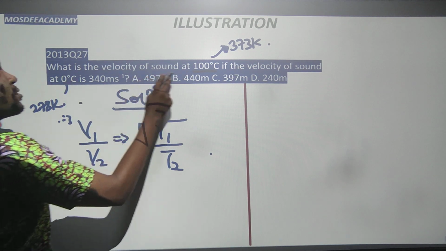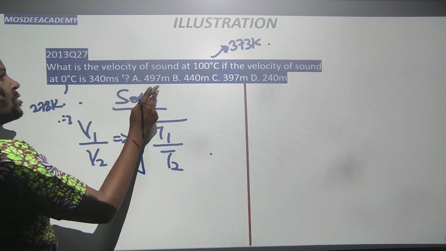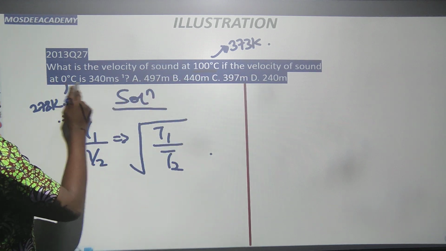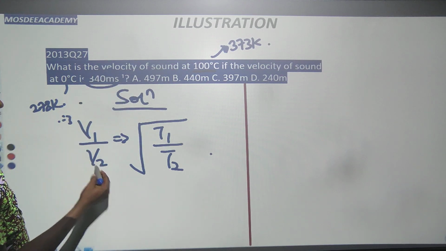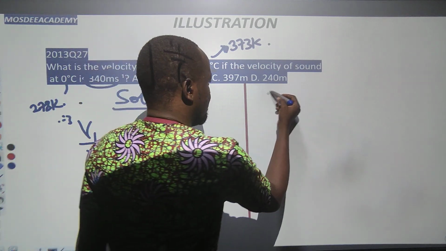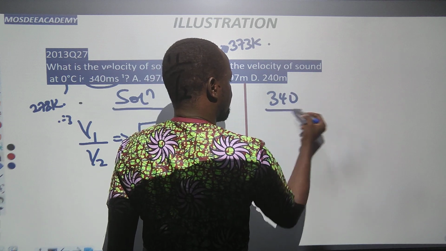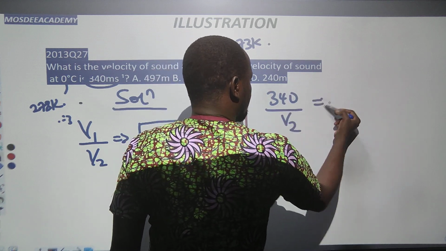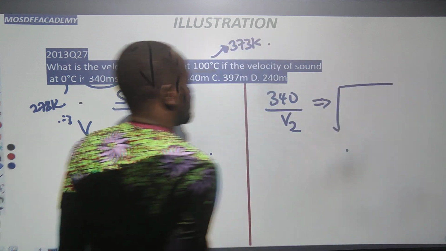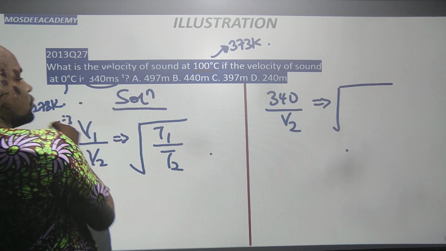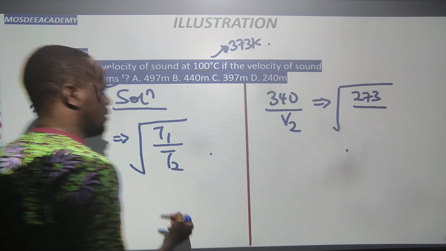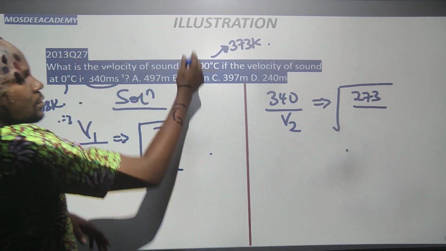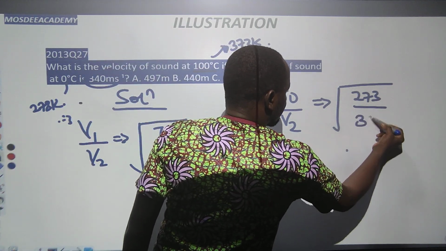Now, when you're looking for the velocity of sound at 100, the one at 0 will be the first one. So if V1 is, what's V1? 340. So I'm going with this. I'm looking for the new speed, equals the square root of the temperature at 340, which is 273, divided by this, 373.